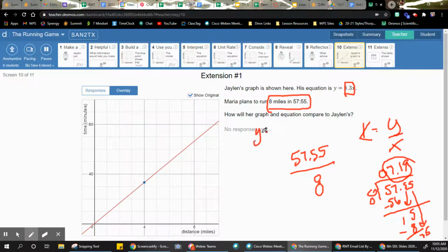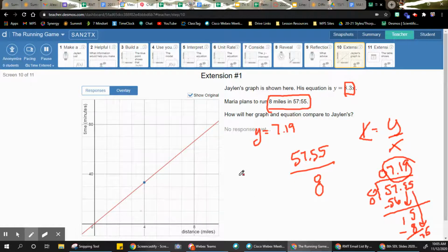So that would make her equation y equals 7.19x. So she's actually going to have a steeper line than Jalen. Her line is going to be steeper because she's going to go up faster. If I were to put this on the graph, so it's going to go, or sorry, she's going to have a less steep line than Jalen because our time is here. It's going to take her less time to get places.